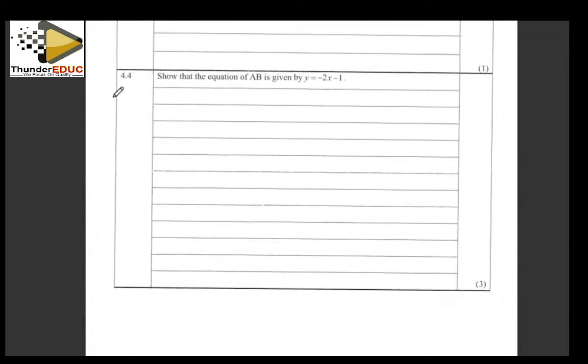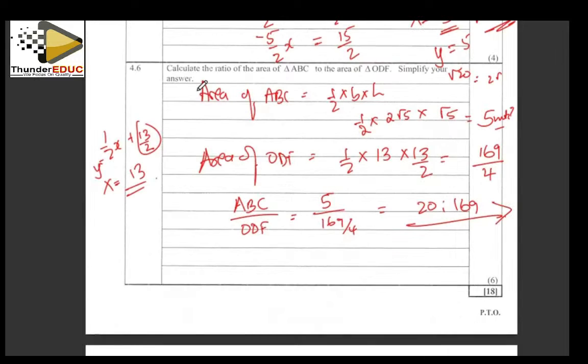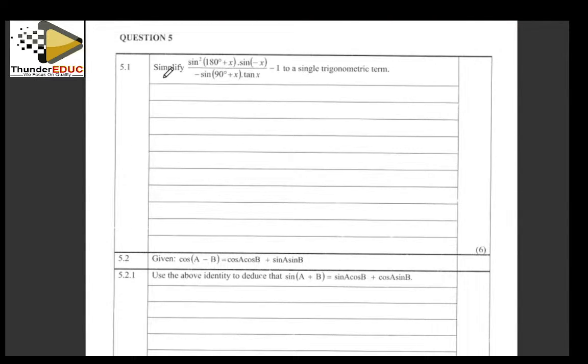Then let's look at question number 5. Question number 5, I think I'll just work it out there since there's space. So simplify this into a single trig ratio. So we know that 180 plus x is in quadrant 3, and in that quadrant, the sign is negative. So it's going to be negative sine x, but everything is squared. And then the negative angle of sine is the same as negative sine of that angle over sine of 90 plus x, that gives me a cos x.